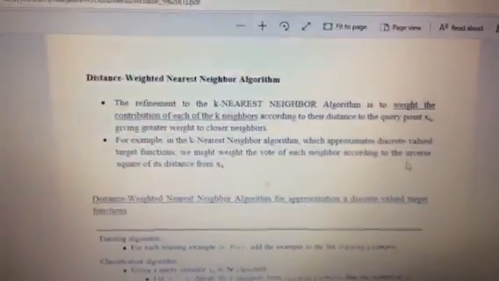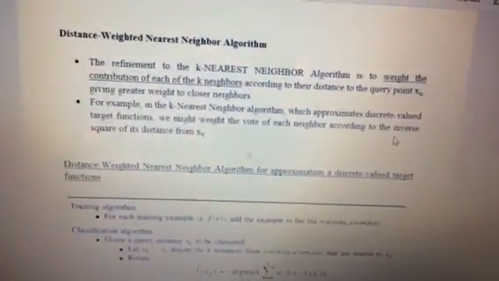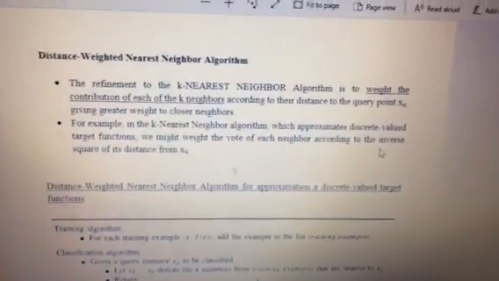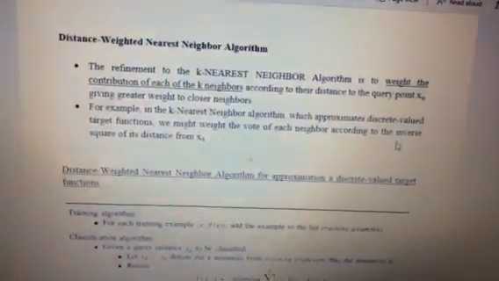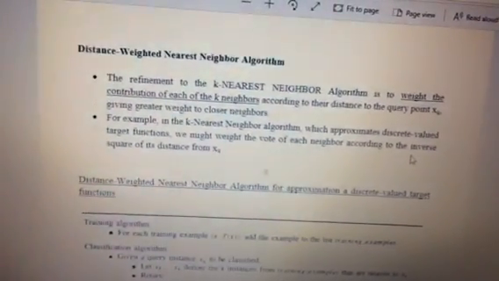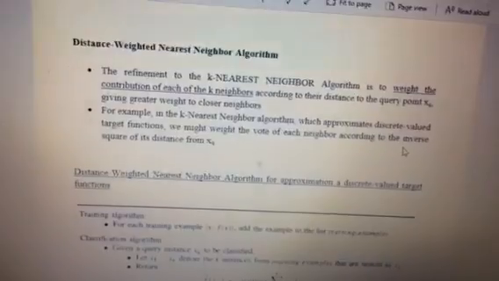Next topic is the distance weighted nearest neighbor algorithm. We have already studied the k nearest neighbor algorithm. The distance weighted nearest neighbor algorithm is one of the types of instance based learning.